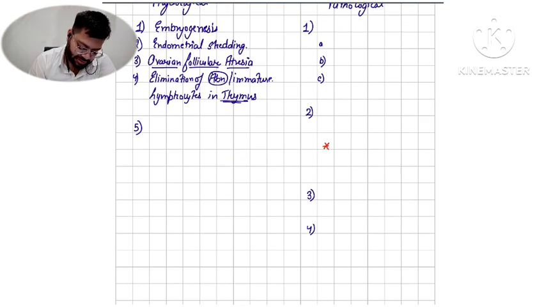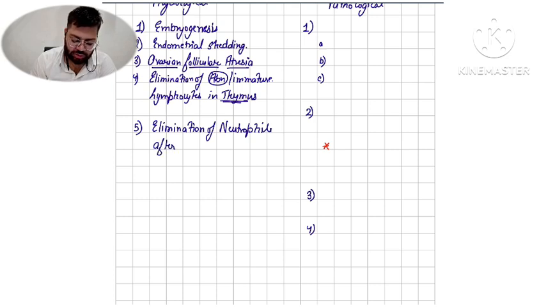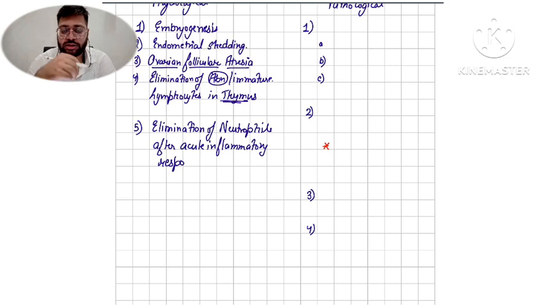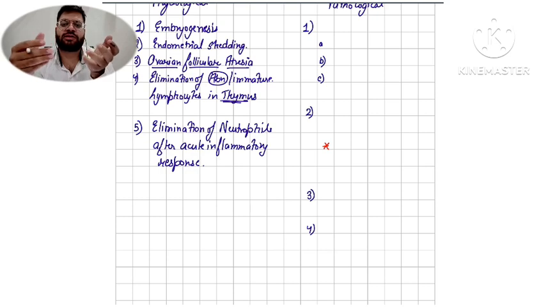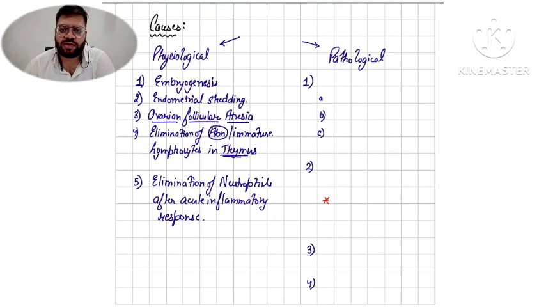The next is the elimination of neutrophils, which is also a WBC, after an acute inflammatory response. See, what happens is in an acute inflammatory reaction, there is aggregation of a large number of neutrophils. But after that episode, what is the fate of those neutrophils? They have to be degraded because there is no need of them anymore. So these are degraded with the help of apoptosis. It's another example of a physiological cause of apoptosis.